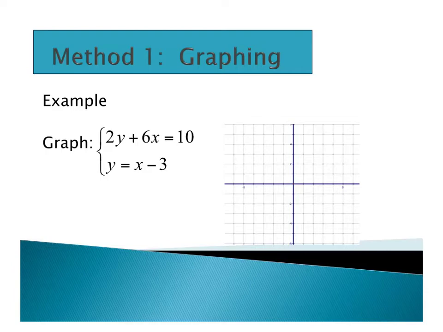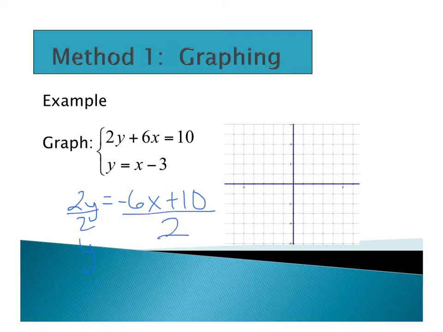I'm going to solve this first one for y. So we'll have 2y equals negative 6x plus 10. And then it will divide by 2, so we have to divide everything by 2. And I'm going to be left with y equals negative 3x plus 5.